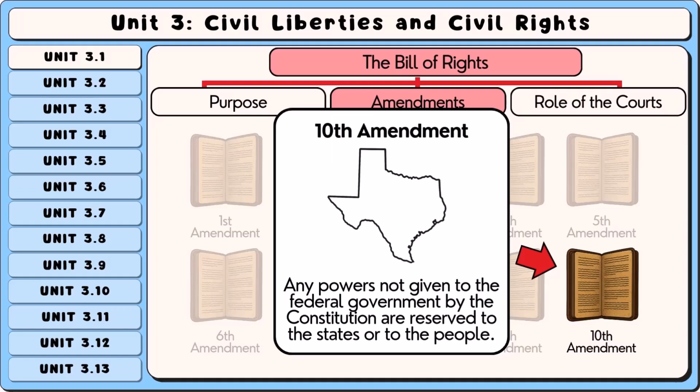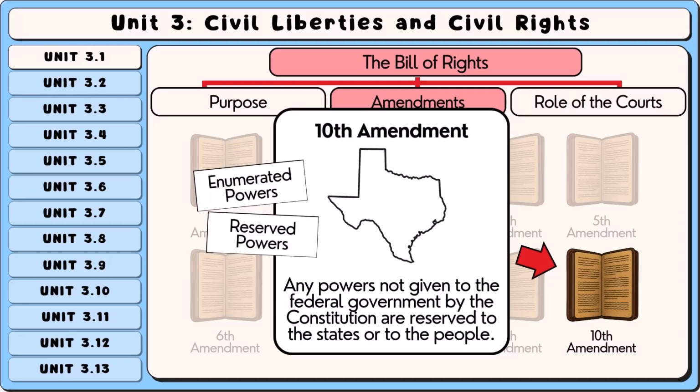You might remember in Unit 1 our discussion of the concepts of enumerated and reserved powers, which explained how some powers belong to the federal government while others belong to the states. The 10th Amendment is the part of the Constitution that clarifies these concepts.